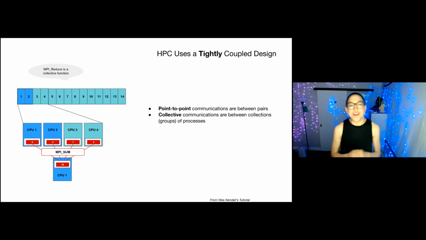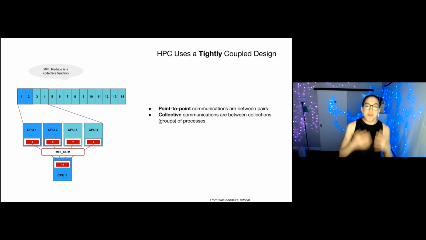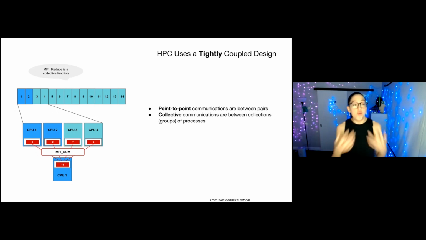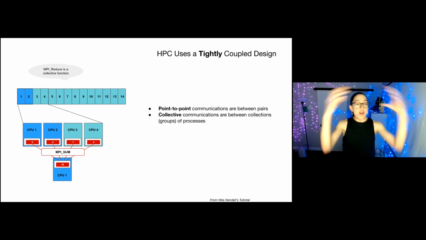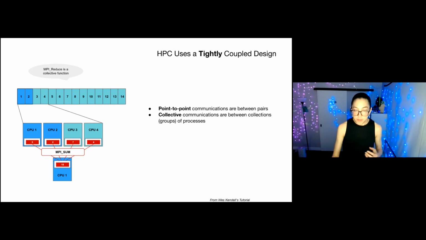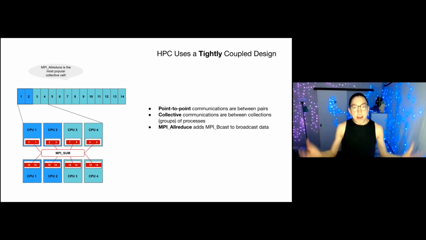So the second pattern is called collective, and these are communications between collections or groups of processes. So here you see an example of MPI sum. This is a little like MapReduce, where you start with a bunch of numbers and then they're reduced down to one sum. Now, the most common collective call is called MPI all reduce. This is going to add something called MPI broadcast, which is going to broadcast that data out to more than one CPU.